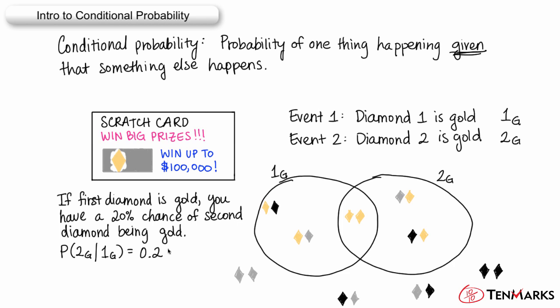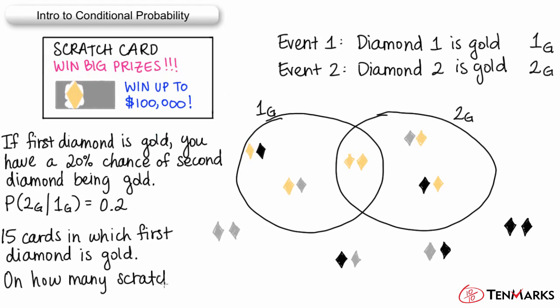Now suppose there are thousands of these scratch cards, but you know that there are only 15 cards in which the first diamond is gold. On how many scratch cards are both diamonds gold? Try pausing the video and figuring this out.